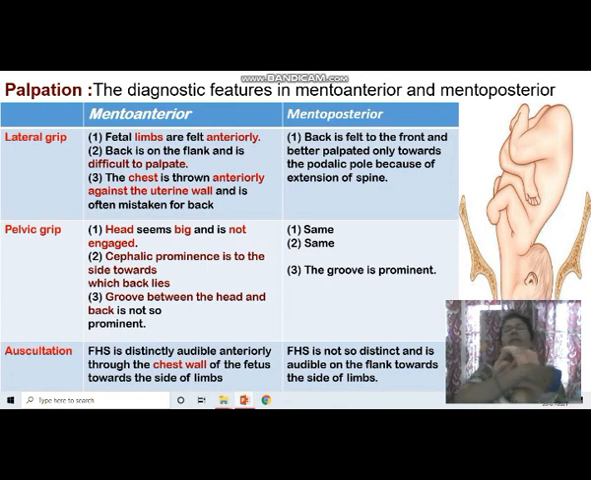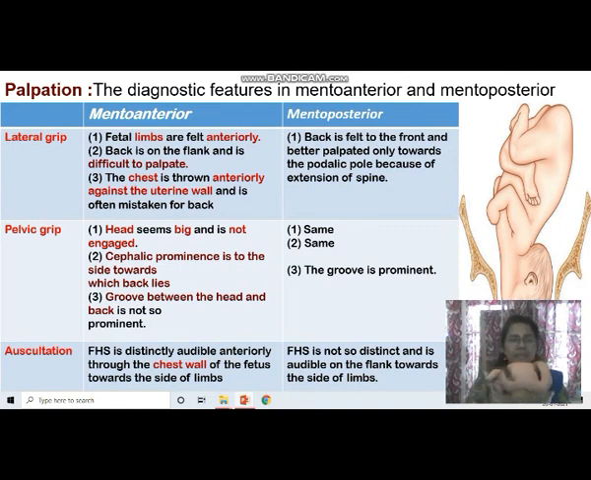So when it is mento posterior, this is the opposite of anterior. The back is felt on the front, and you can see the back is in the front, and it is better palpated only towards the podalic pole. You can see the podalic pole because of the extended spine. So because of this extended spine, we can feel the back very easily.